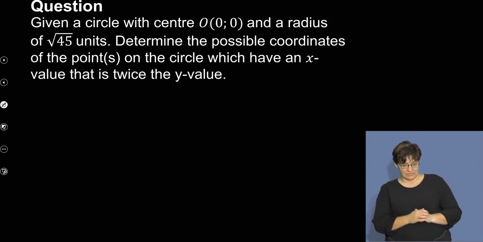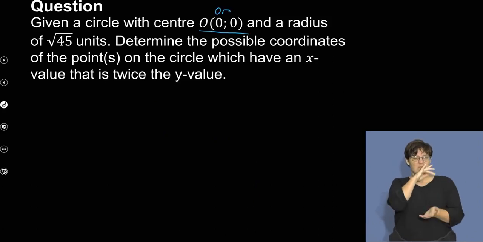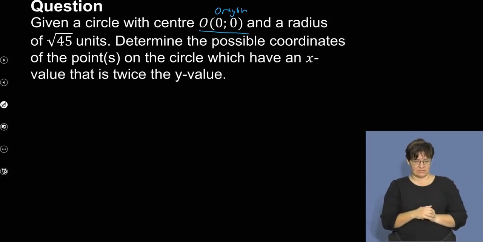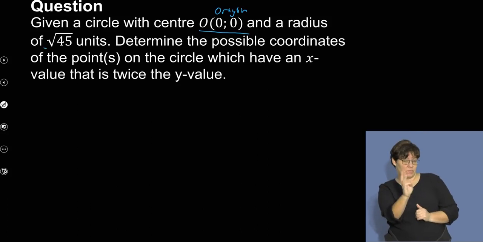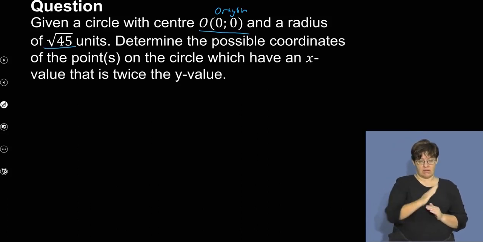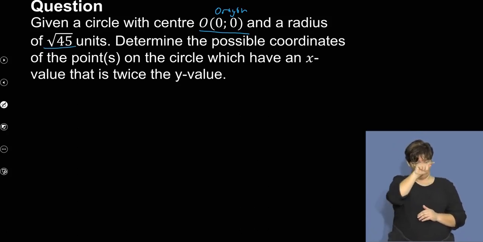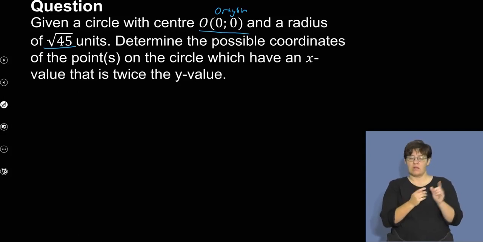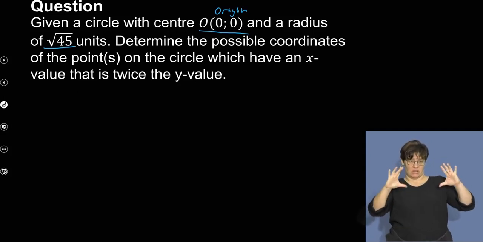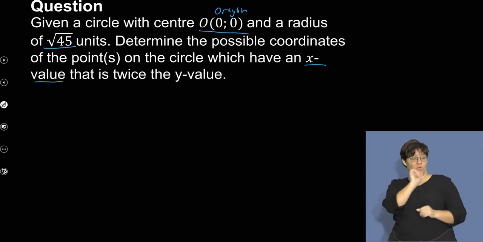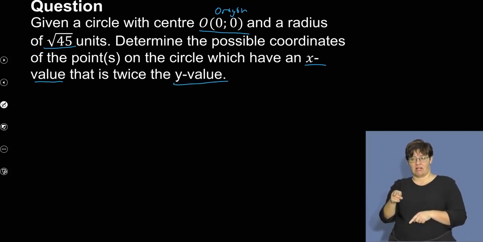The question says, given a circle with center 0, 0, so that's at the origin, the center of the Cartesian plane. We haven't moved our circles yet. That's what we're going to be doing next. And a radius of the square root of 45. And they say, determine the possible coordinates of the point or points on the circle which have an x value that is twice that of the y value.